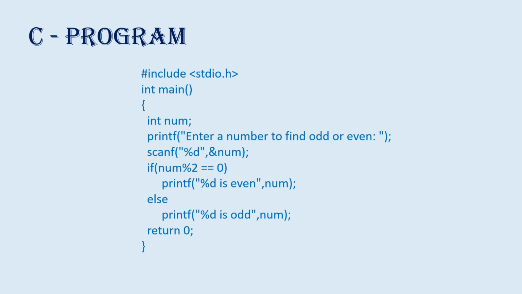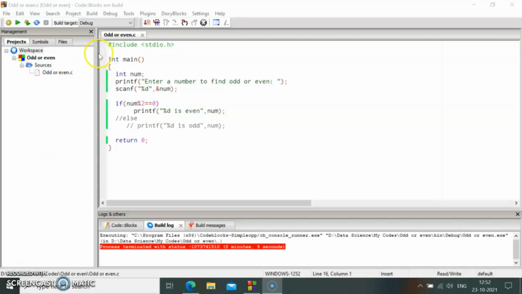We use & in scanf to represent the address of the variable. Then we use if and else statements. If the remainder of the number when divided by 2 is 0, then it's even, or else it's odd. I have written the same C program in Code::Blocks.